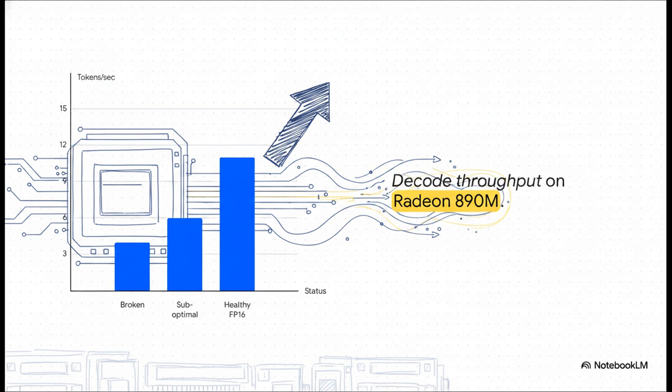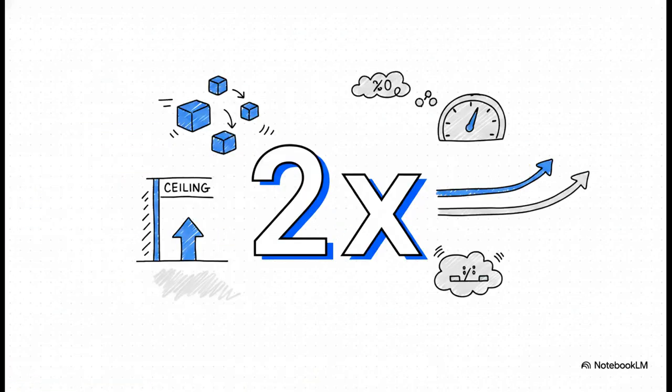So if you're getting under 5 tokens per second, your setup is broken. It's probably falling back to the CPU. 5 to 7 is suboptimal, but a perfectly healthy setup running standard half-precision FP16 weights is going to max out right around 7 to 11 tokens per second. That's just the physical speed limit of the memory bandwidth for data of this size. But you can absolutely break through that ceiling.